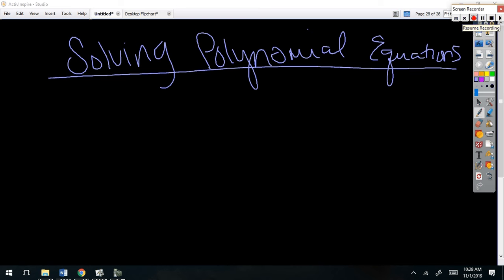Exactly. Quadratic means the degree is 2. It's an x squared polynomial. But polynomials can have any degree. So we're going to talk about really higher degrees, bigger polynomials.